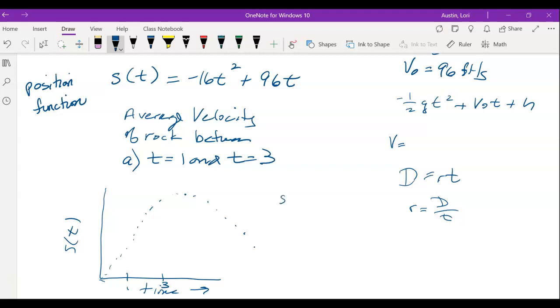So what do I want to do? First, I need to know, what is the position at time 1 and what is the position at time 3? So let's get those 2 numbers. So I need this value right here. In order to work on velocity, I need to know where it is after a second, and then I need to know where it is after 3 seconds. So what is the position at time 1?